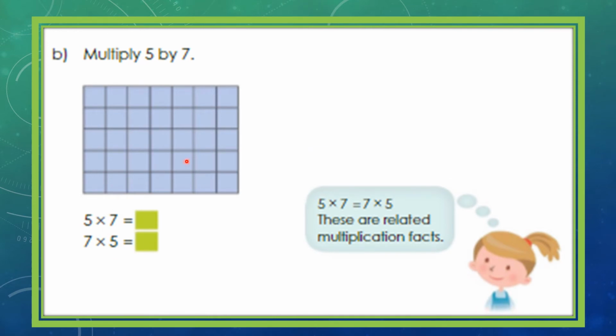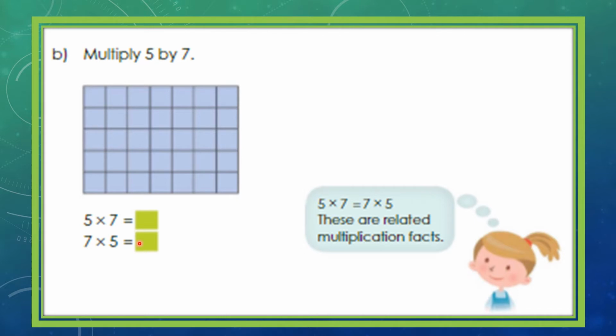Now, class, on this slide, we'll be learning how to multiply 5 by 7. Here we have a picture of squares, and there are two multiplication sentences below. So 5 times 7 equals blank, and 7 times 5 equals blank. If we add or count all the squares in the picture, that will be a total of 35. And if we multiply 5 times 7, class, it equals 35. We can also just keep counting by 5: 5, 10, 15, 20, 25, 30, 35. And now 5 times 7 and 7 times 5 both equal 35.